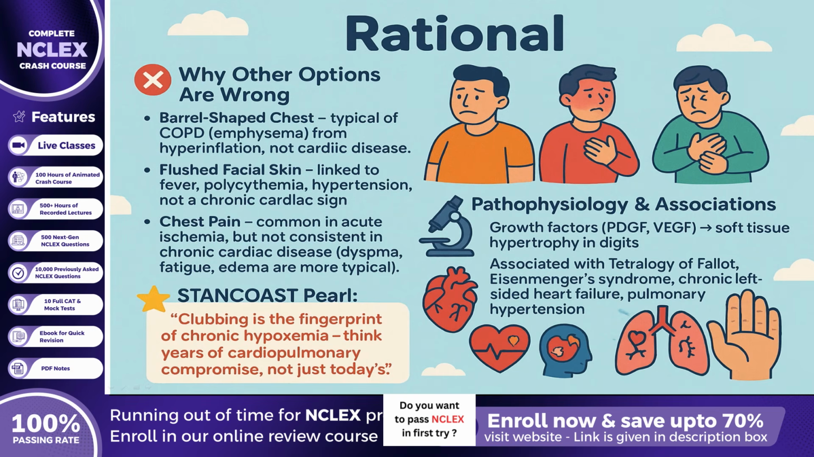Option A, a barrel-shaped chest, is most often seen in chronic obstructive pulmonary disease, such as emphysema. It occurs due to chronic air trapping, hyperinflation, and loss of elasticity in the lungs, which expands the anterior-posterior diameter of the chest. While a client may have both cardiac and pulmonary disease, barrel chest is not a direct or frequent manifestation of cardiac problems.